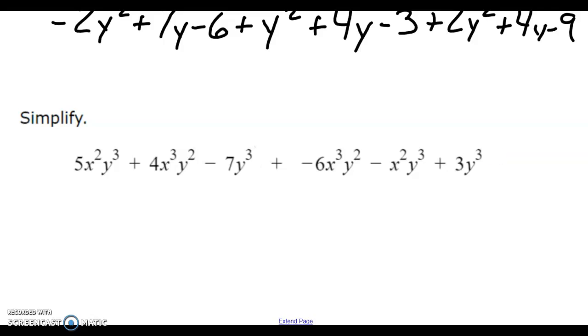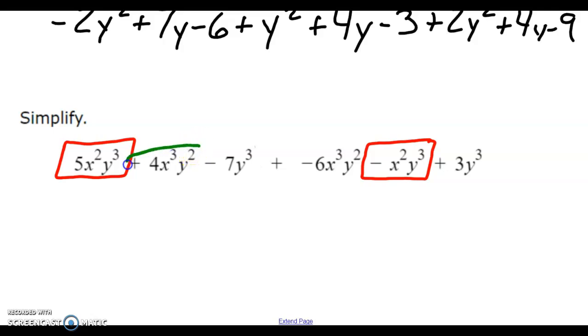Now, like we talked about with x squared not being x, same thing here. We have an x squared y cubed term, 5x squared y cubed. That is only going to combine with other terms that have the exact same variables and exponents. So only the other terms with an x squared and a y cubed are going to group with that. That's going to be this one, negative x squared y cubed. Nothing else is exactly the same as that.